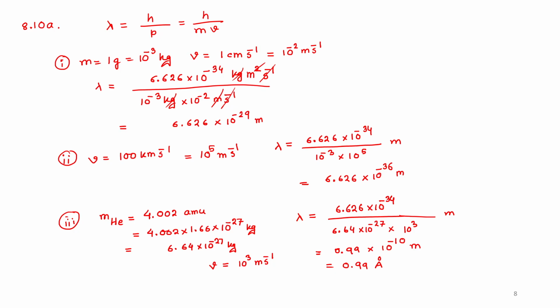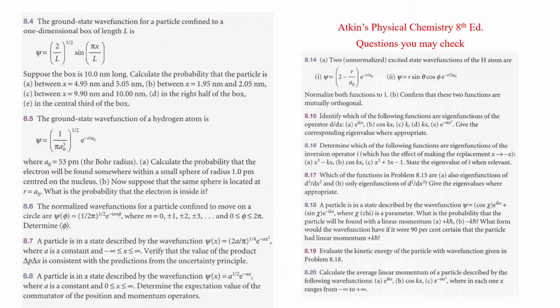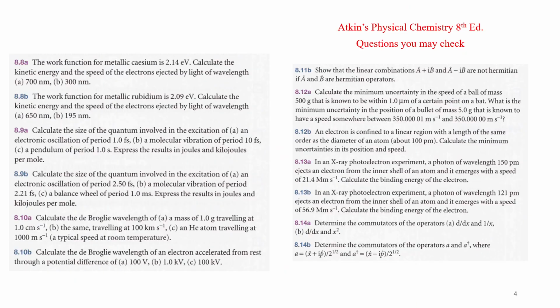Okay, let us check. Let us go back to the discussion and the next question, 8.10b, right? Calculate the de Broglie wavelength of an electron accelerated from rest through a potential difference.